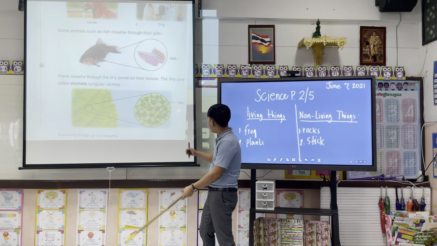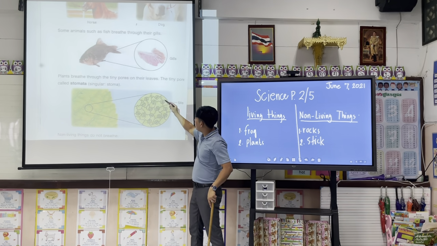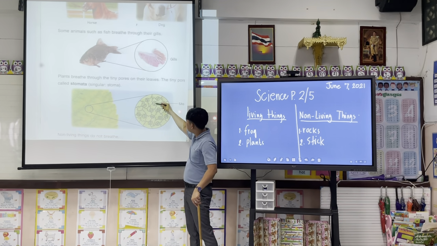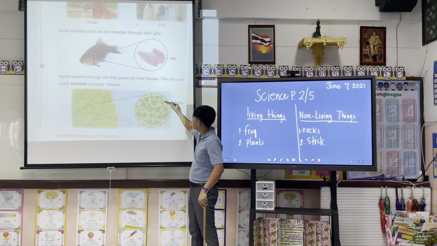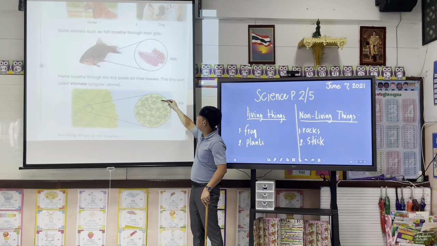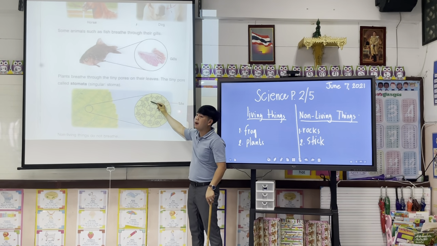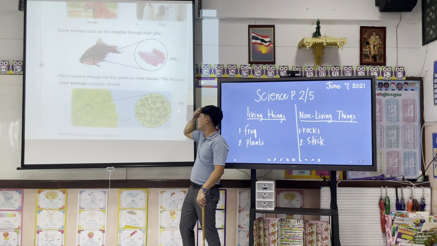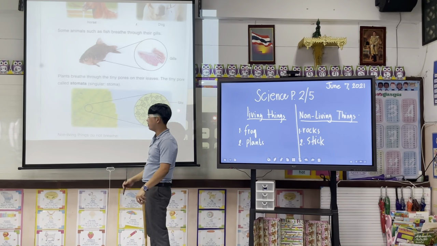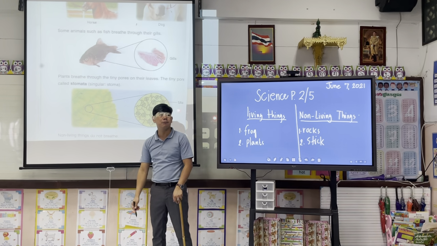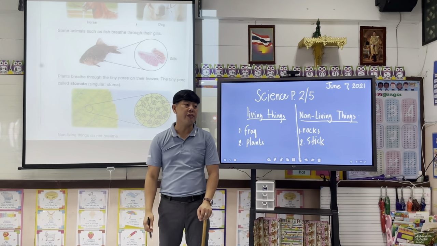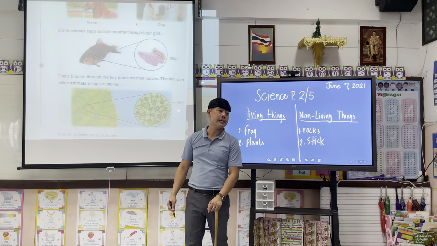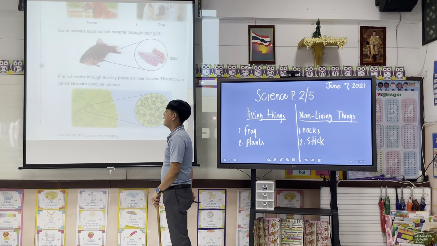This is an example of stomata, just like a bean. So, the stomata of the leaves. The leaves breathe through the pores we call stomata. Non-living things do not breathe. Non-living things do not breathe, and don't need anything. Do you understand? Okay, next.